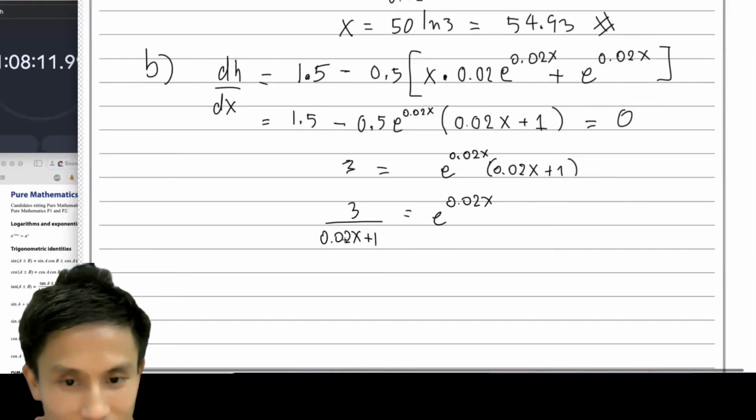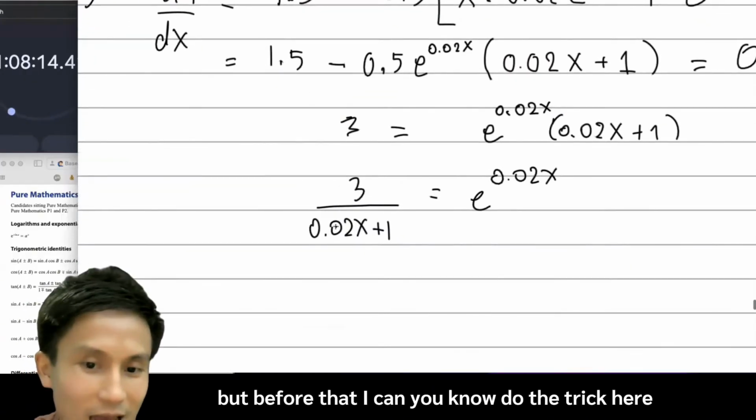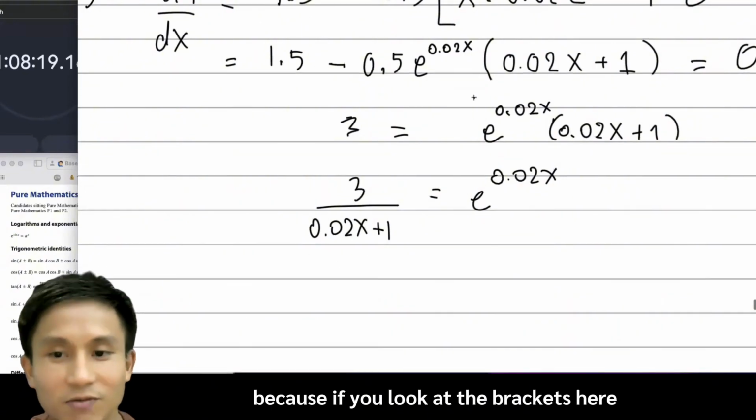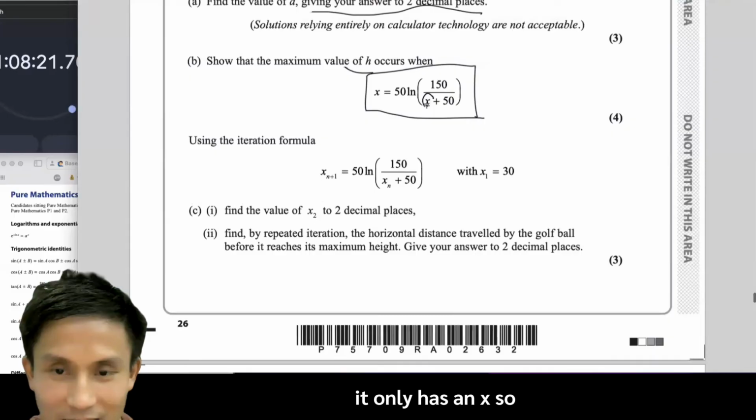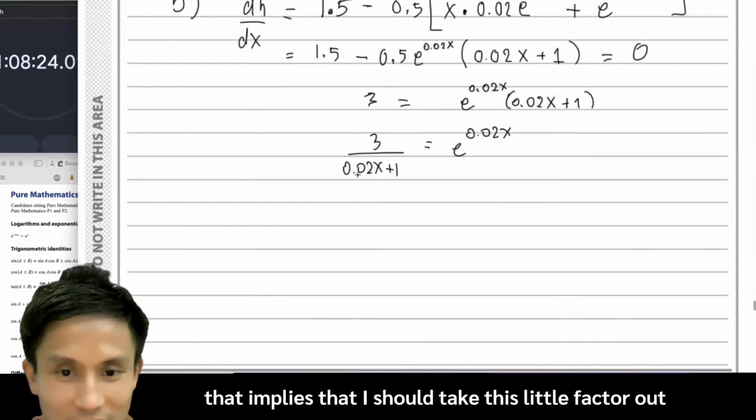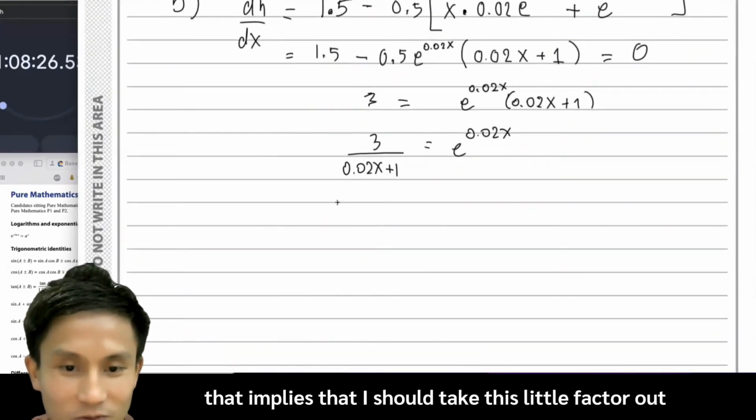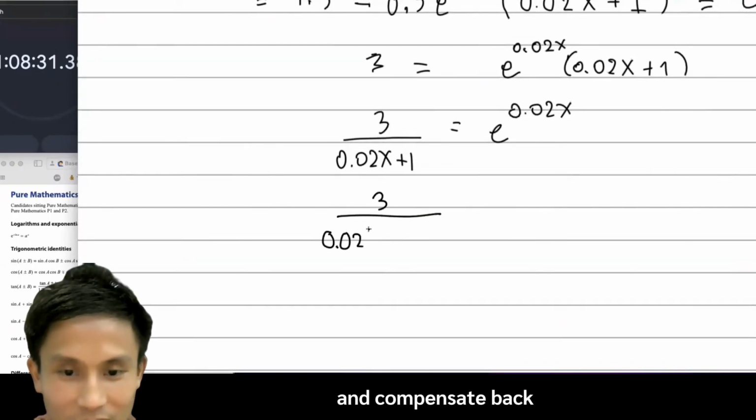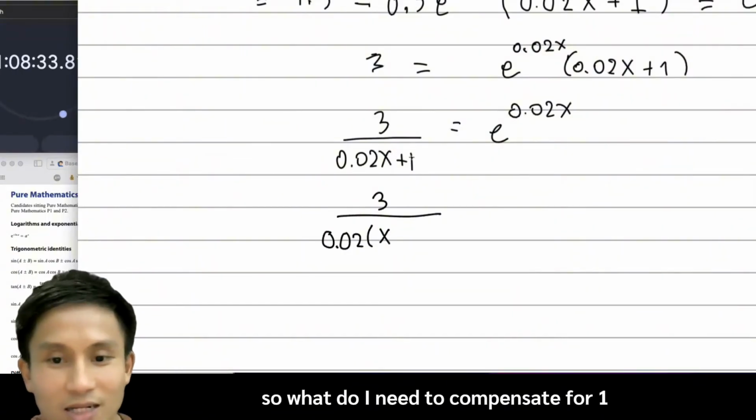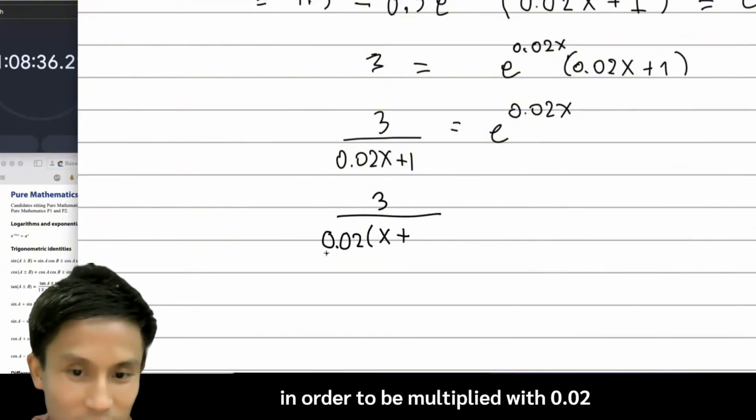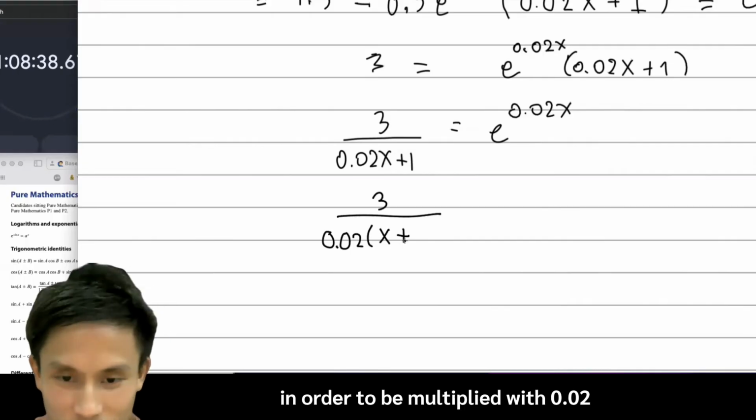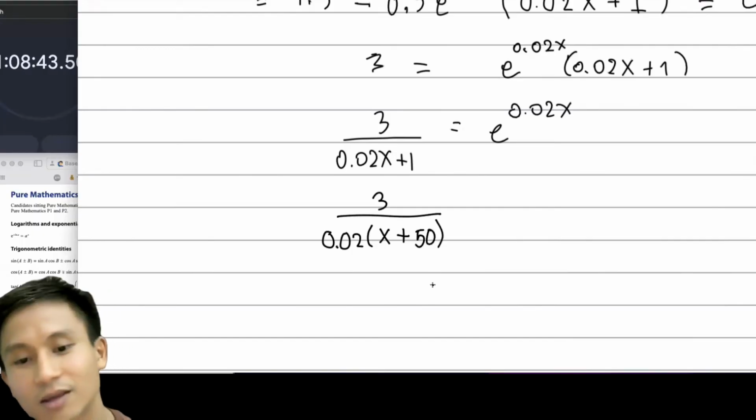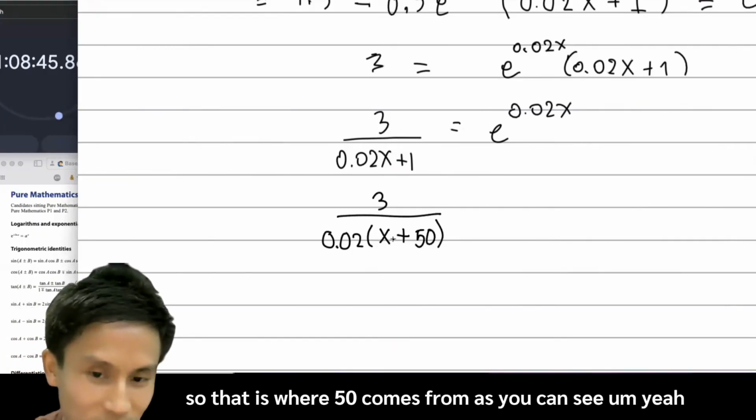Okay, but before that, I can do the trick here. I can factorize, because if you look at the brackets here, it only has an x. So that implies that I should take this little factor out, right? I can do that by just taking it out and compensating back. So what do I need to multiply with 0.02 to get 1? That is just, I think, a 50, right? So that is where 50 comes from, as you can see.